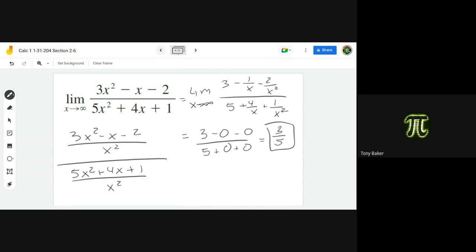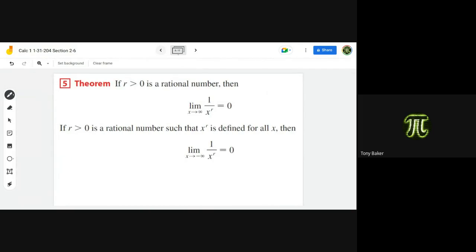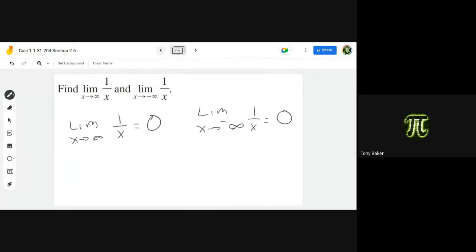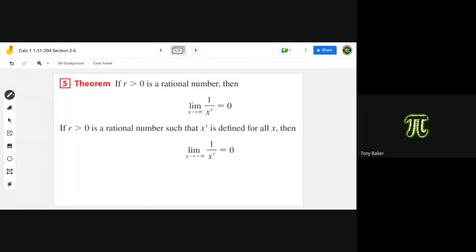I plugged in basically what's the limit as 1 over x goes to infinity. 0, right. That's why this rule right here and what we did here is so important, because that established that 1 over x is 0. And technically 1 over any x to any power is going to go to 0. It's just going to get there quicker.